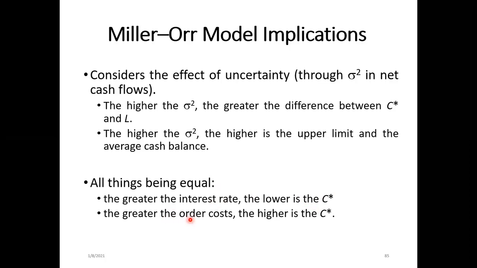And the greater the transaction cost, the higher the amount of cash balance we have to keep. Here the greater the order cost, this means transaction cost, the optimum point, the return point of cash balance, should be high, right? To minimize the transaction cost.